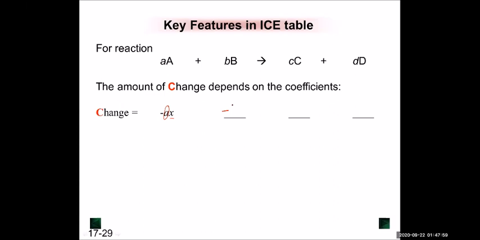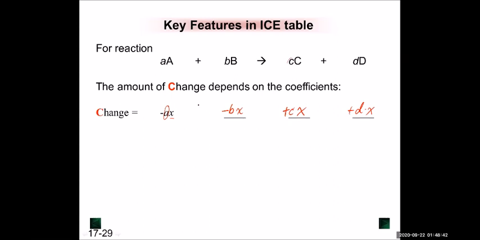The amount is the coefficient times the x. Both A and B are reactants, so both are negative changes, negative x times some number. C and D are both products, so the change is positive, it is gaining. And the coefficient c times the x. And for the last product, the same thing, plus d times x. So that's for a generic reaction, how the changes will be.